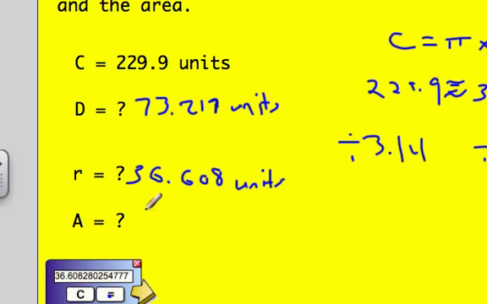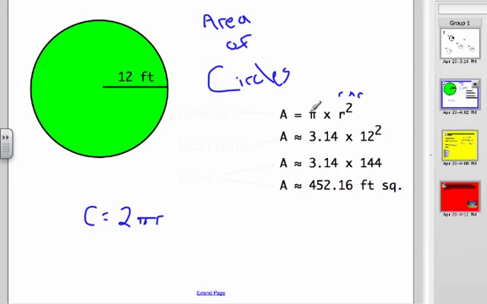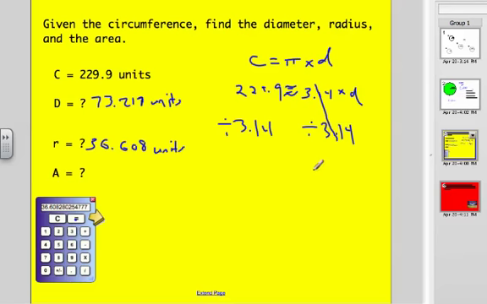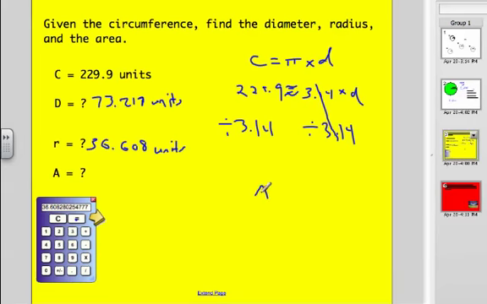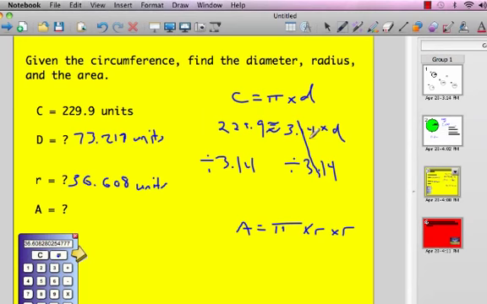And then to find the area, we just use that formula we talked about on the last page. So area equals pi times the radius squared. I'm going to use it a different way here. I'm going to write area equals pi times r times r. That way we don't get confused with that squared and think we have to multiply by 2.